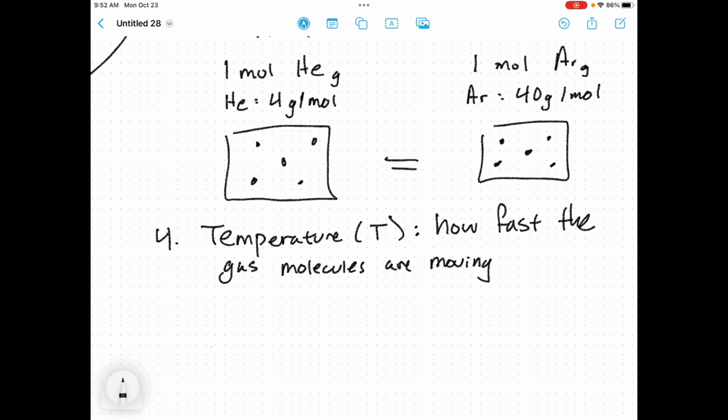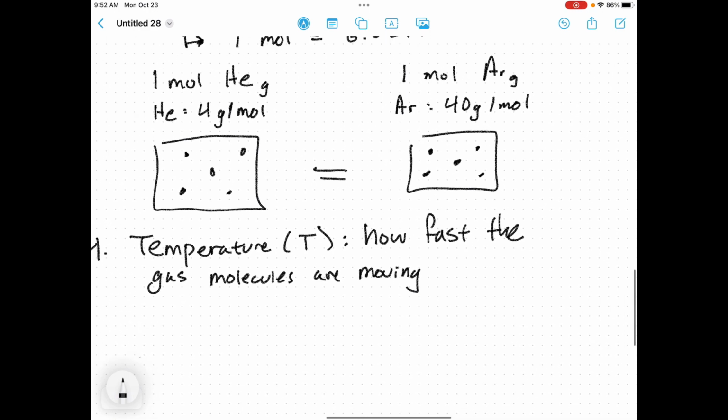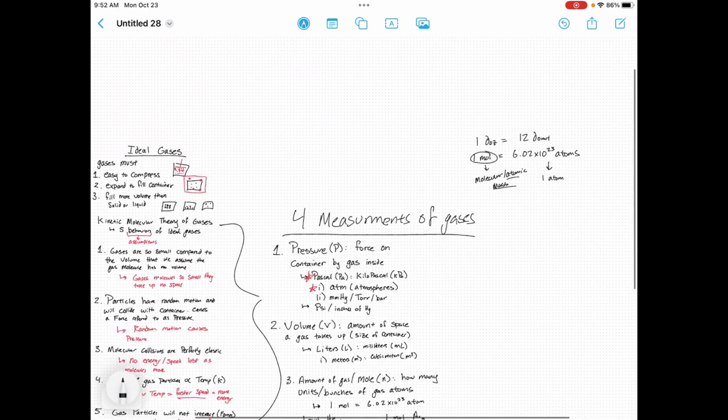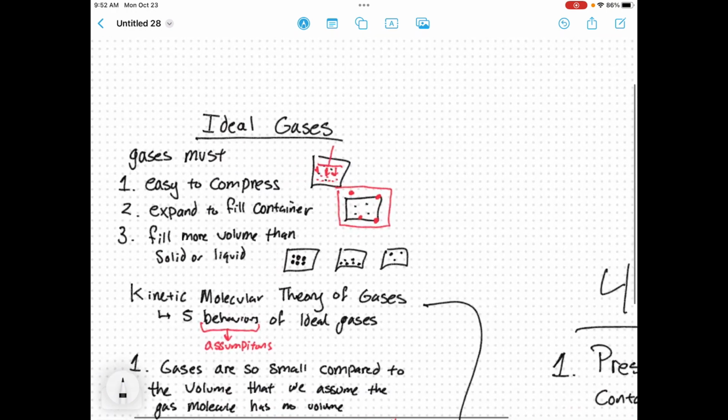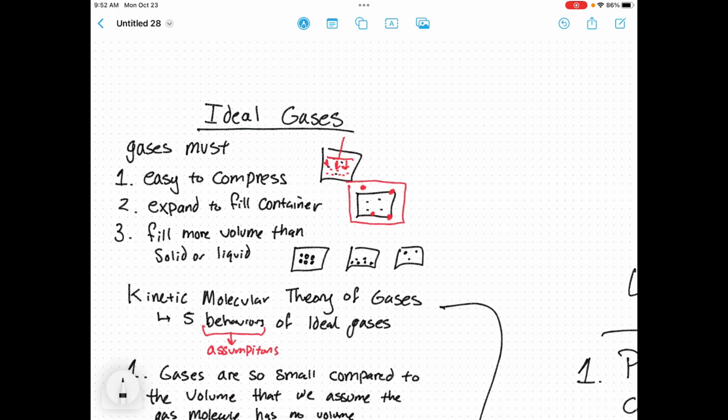These are going to be the foundation for the gas unit. Quick summary: in order for a molecule to be considered a gas, 3 things have to be true. First, it has to be easily compressed. Second, it has to be able to expand to completely fill the container it's in. Third, it has to fill up more volume than the solid or liquid variations of that molecule. If all those things are true, we consider it to be a gas.